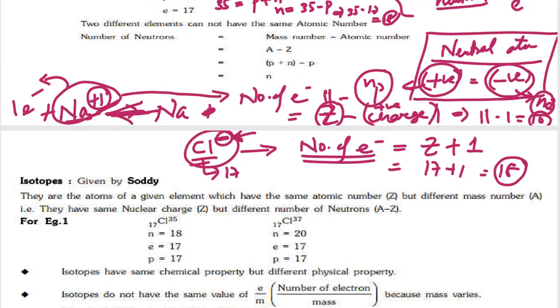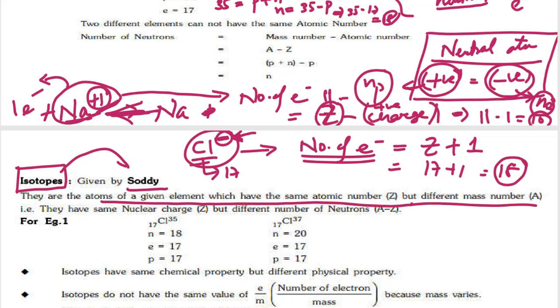Next term, very important term, isotopes. What are isotopes? Actually this term was framed by a scientist named Soddy, and he said they are the atoms of a given element which have the same atomic number but different mass number. Atomic number Z will be the same but different mass number A.